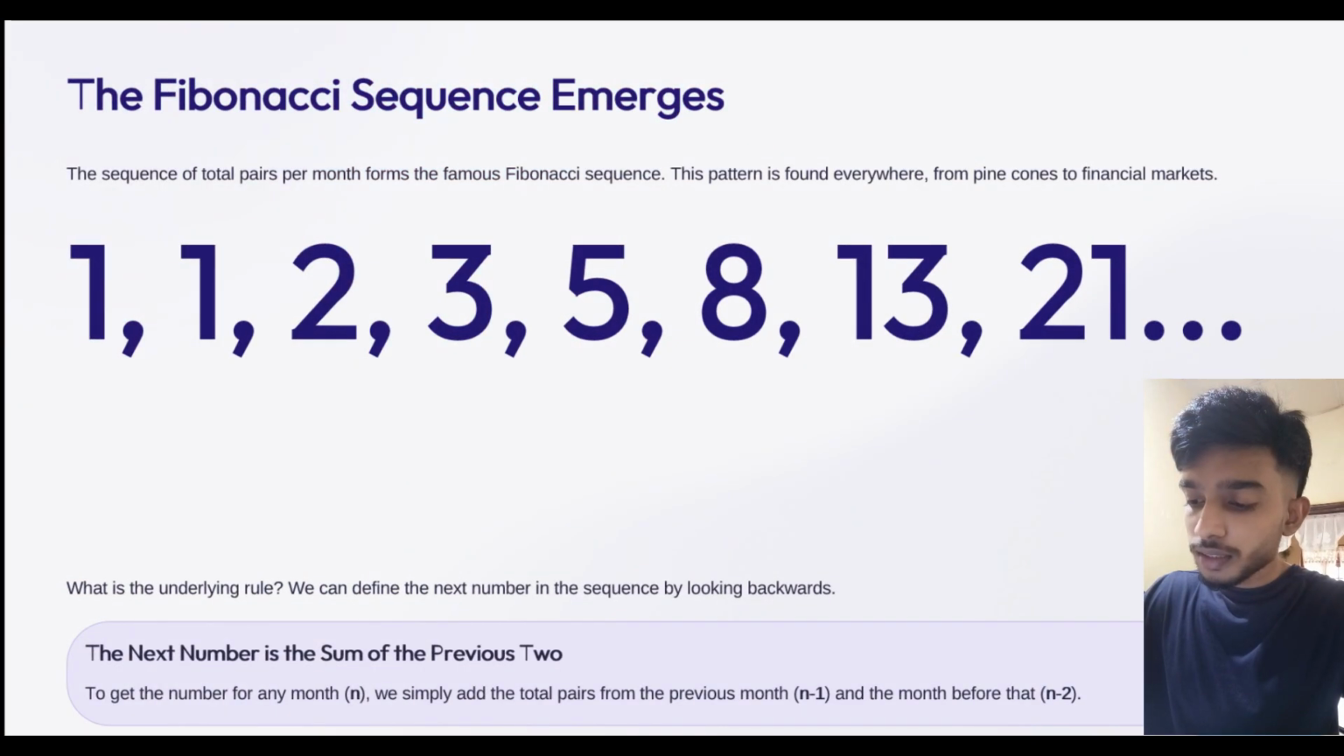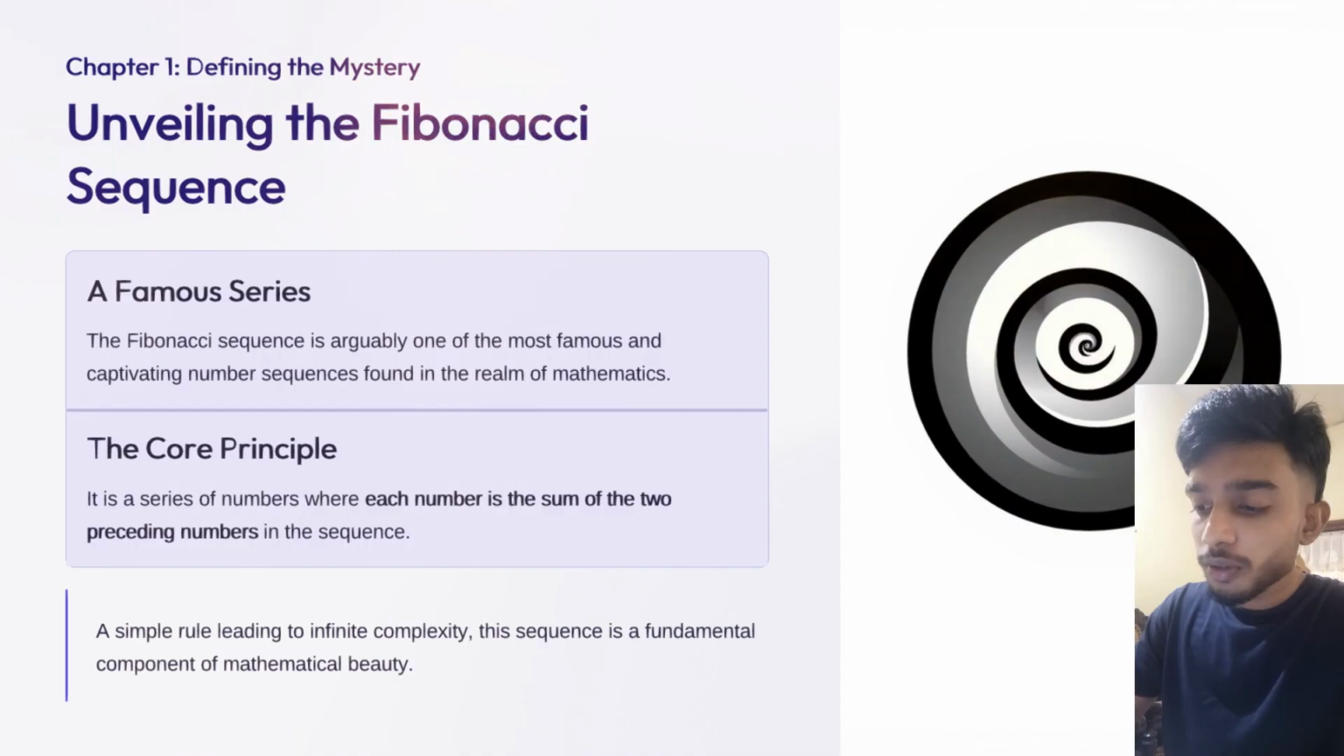Now you can see here the Fibonacci sequence emerge. The sequence of total pairs per month forms the famous Fibonacci sequence. Now you can see a pattern across the months. When you need to find the next number, you can calculate the sum of the previous two numbers in the pattern. Now we look at what the Fibonacci sequence is.